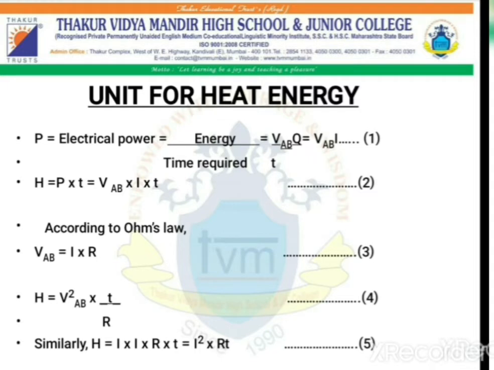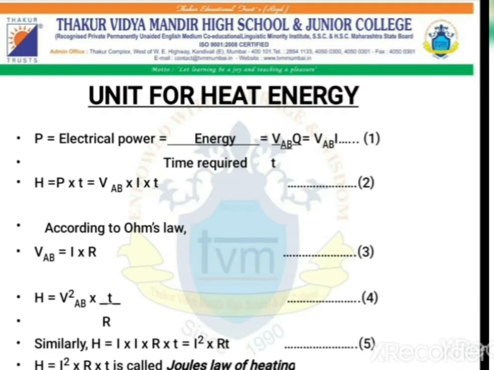This is called Joule's law of heating. That means the amount of heat generated in a conductor because of the passing of electric current is directly proportional to the current. It is directly proportional to the resistance of the conductor, and it is directly proportional to the time for which it passes.